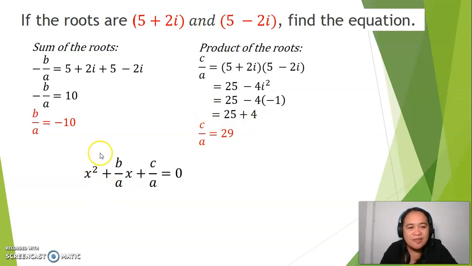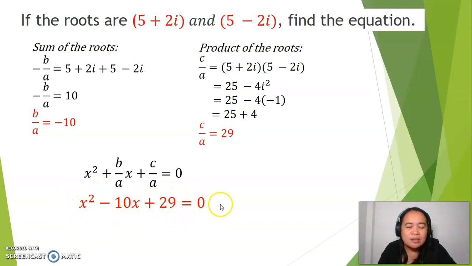Now substituting this in this equation, we will have x squared. b over a is negative 10x. c over a is 29. So therefore, the roots 5 plus and minus 2i has the equation x squared minus 10x plus 29 equals 0.